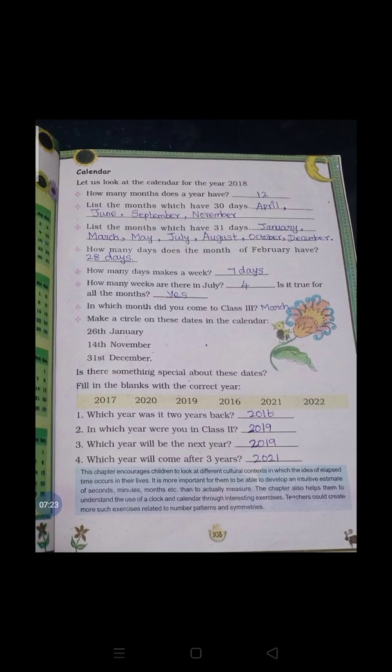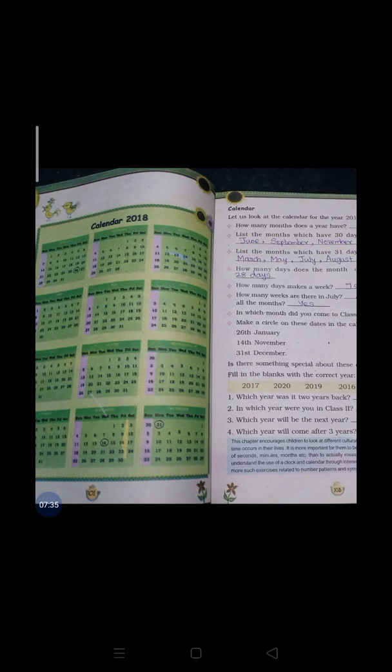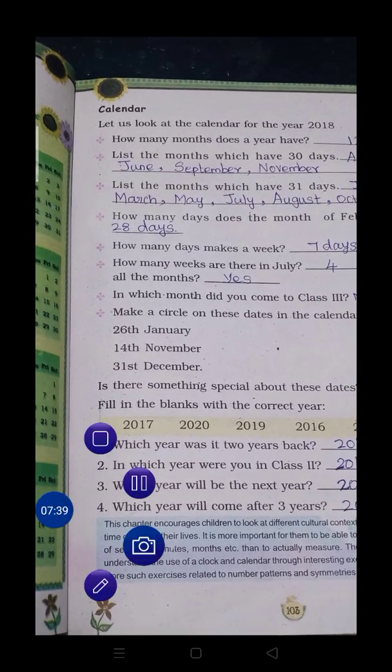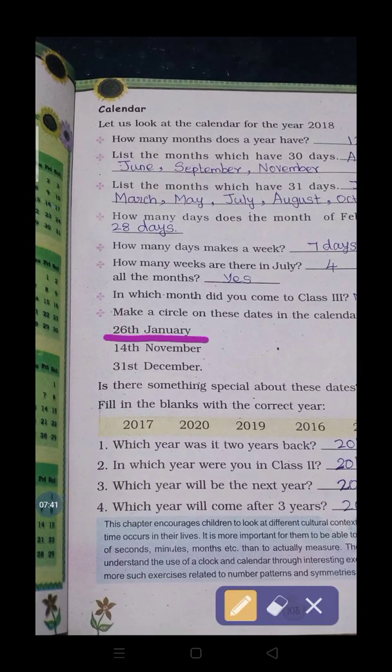Okay, next we move on to: is there something special about these days? Yes. 26th January is a special day because we are celebrating Republic Day.